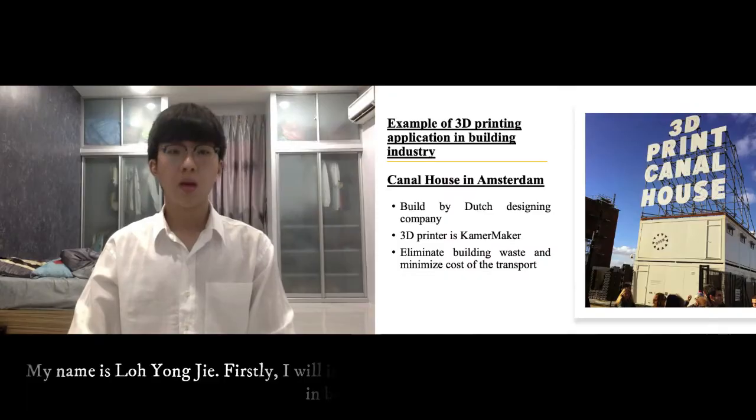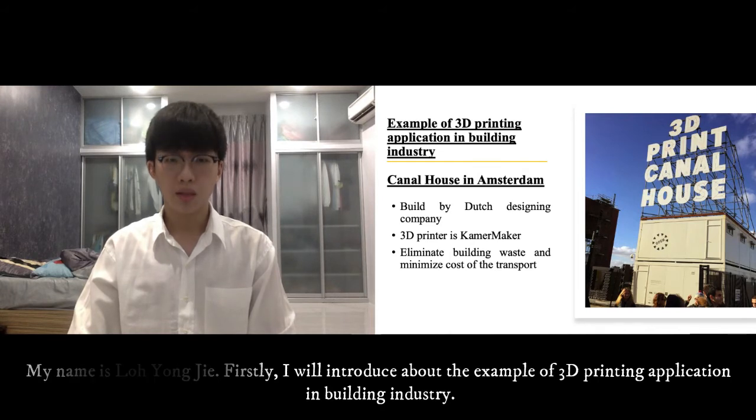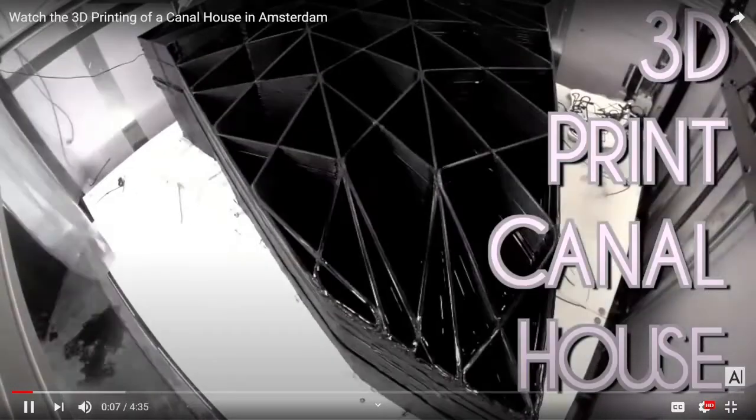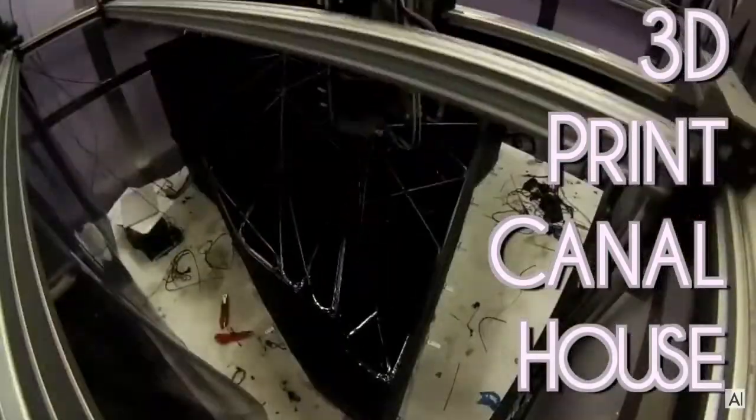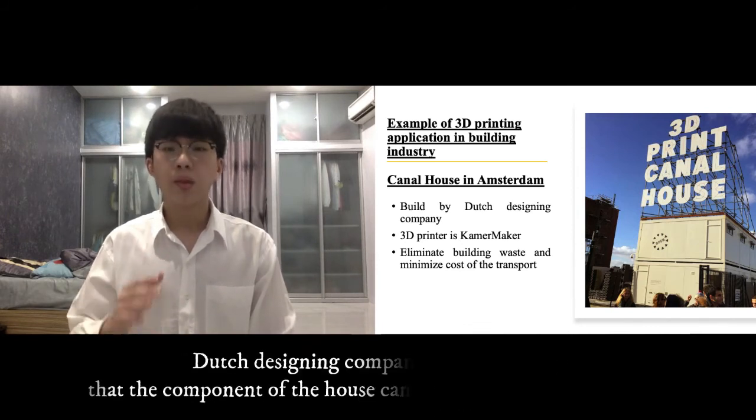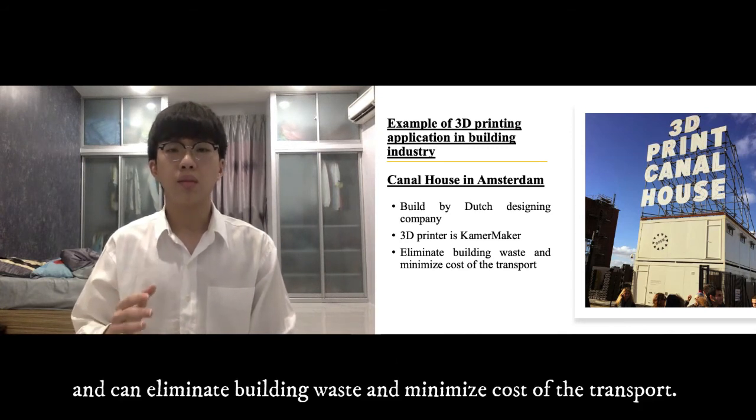Thank you. My name is Luo Yongjie. Firstly, I will introduce examples of 3D printing application in the building industry. The first example is Canal House in Amsterdam. The building is constructed by the DUS Architects company. The components of the house are printed by the giant 3D printer called KamerMaker. The company wants to prove that the components of the house can be printed directly on site, which can eliminate building waste and minimize the cost of transport.